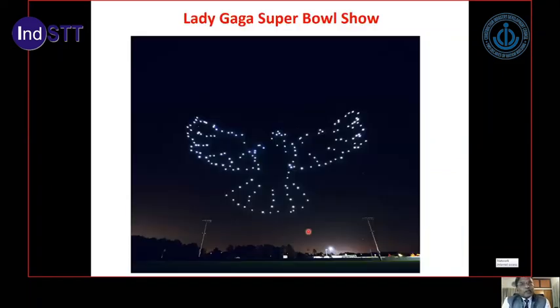And the entertainment is another. Entertainment industry is coming in a big way where the drones will be used, and this is one of the examples, where Lady Gaga Super Bowl show, where several drones were flown up in the sky, and during the night time they were used for the illumination purpose to make a particular shape. So these are, for example, the 100 drones light show.